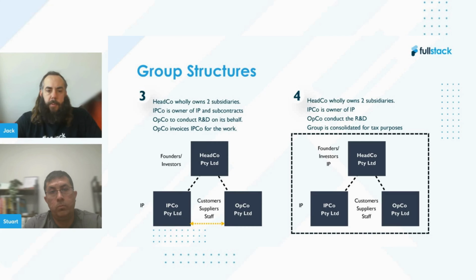And then in example 4, we have the same as 3, or similar to 3, but a consolidated group for tax purposes. So that does simplify things somewhat, because the head company is claiming on behalf of the other entities. From a tax perspective, they're seen as a single entity. So it makes things a little bit simpler.